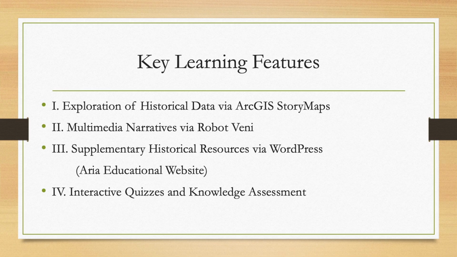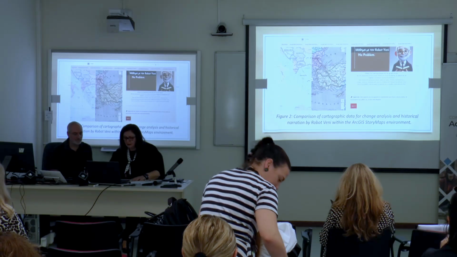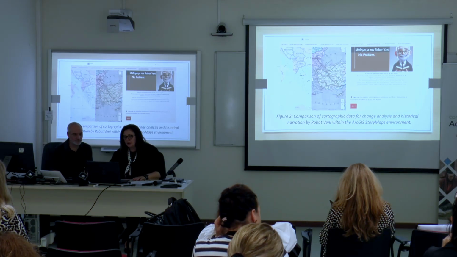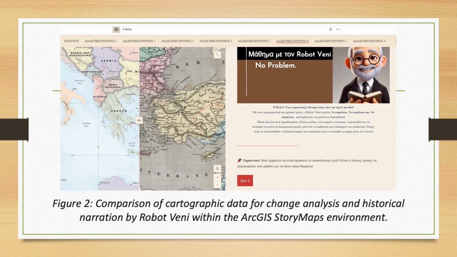The key learning features are the exploration of historical data via ArcGIS Story Maps, the multimedia narratives via Robot Veni, supplementary historical resources via WordPress in the ARIA educational website named by me, and the interactive quizzes and knowledge assessment. Here you can see the comparison of cartographic data on the left and the historical narration by Robot Veni on the right within the ArcGIS Story Maps environment.